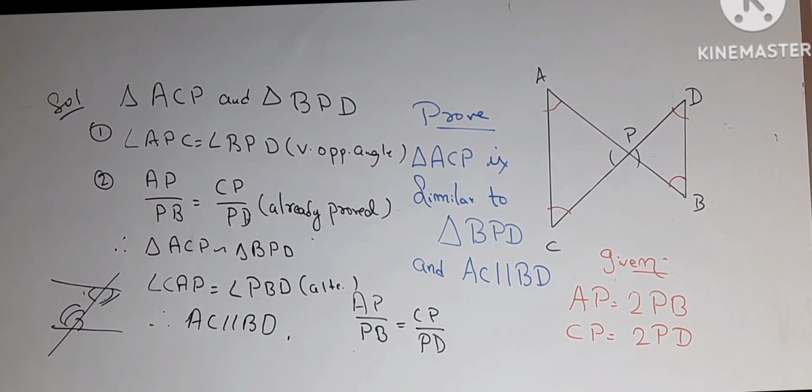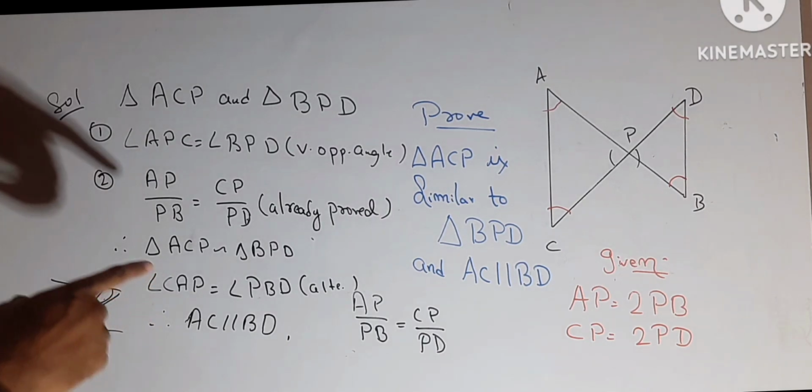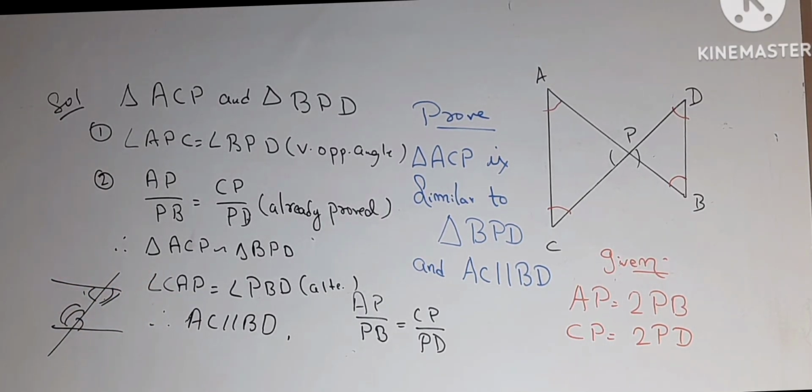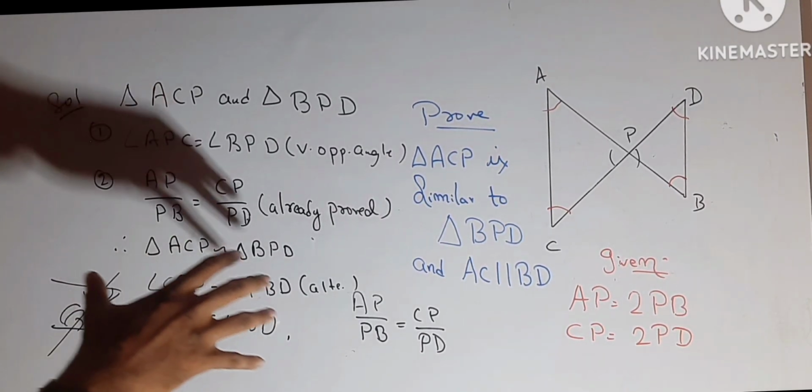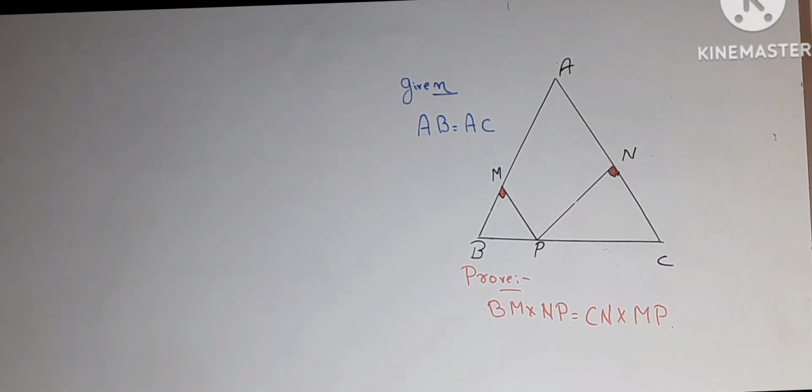That's why I gave you the question where they are explaining how to use the corresponding sides, which are in the same ratio, or we can say in proportion, to prove the triangles are similar. Okay, so there you go. This is the next question.